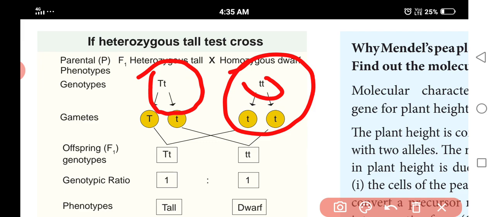So if the unknown genotype is capital T, we don't know, capital T, small t. The offsprings could be tall. Definitely you know that parent one is tall.